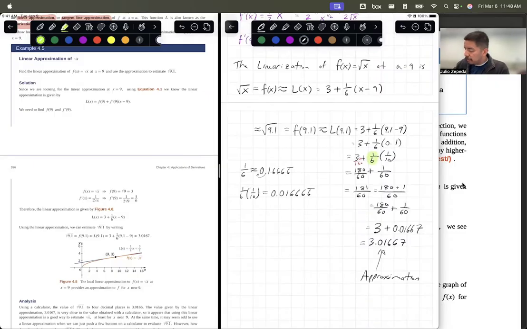What's the exact value? The square root of 9.1. Let me get my calculator. The square root of 9.1 is, and here I'm going to use quite a few decimal places. Let me approximate it actually. We'll do 3.01662. I'll stop there just to show that you can see there is a difference in these two values.